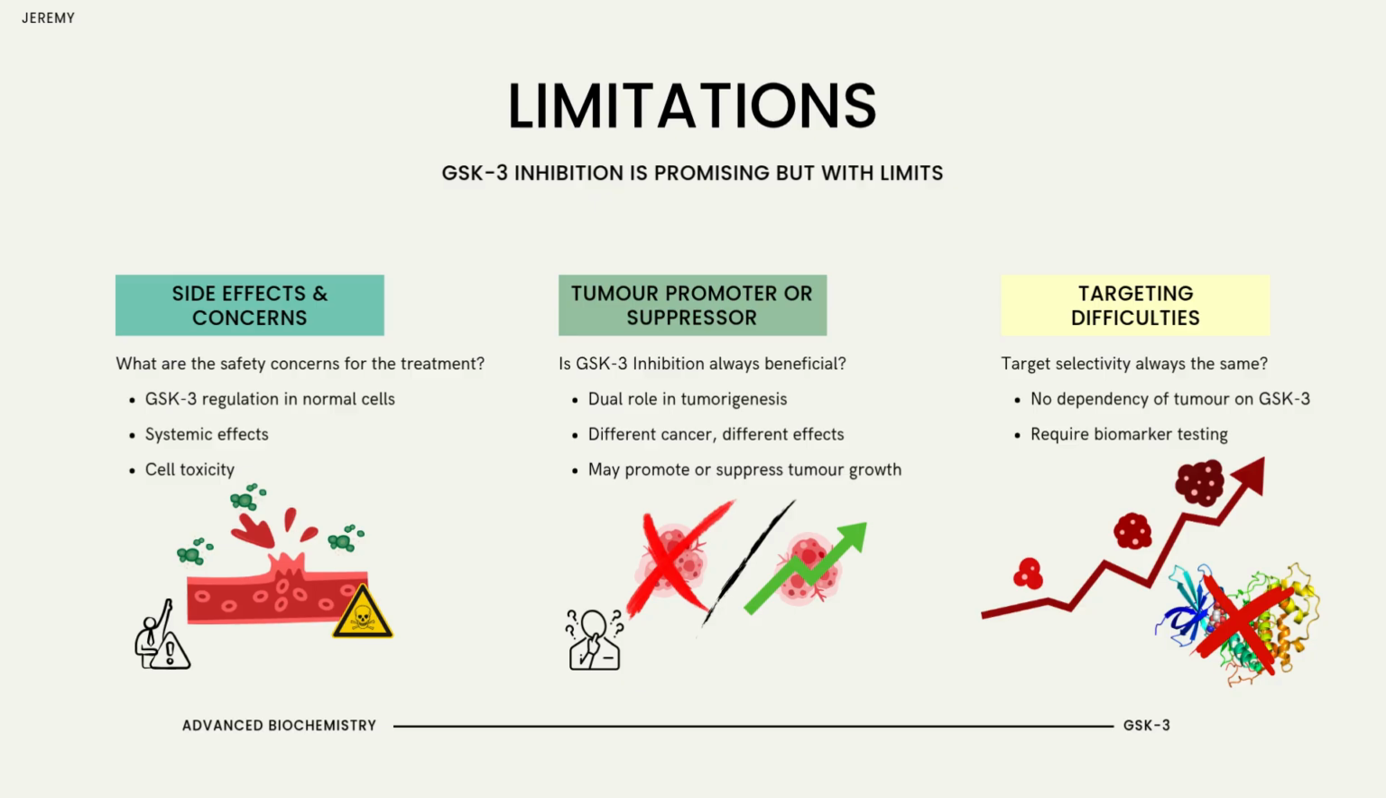And tumor promoter or suppressor? Meaning GSK-3 can act as tumor promoter or tumor suppressor. So does it mean that when we inhibit GSK-3, it is always beneficial? And finally, targeting difficulties. Because not every cancer that happens is based off GSK-3 production. So is the target always the same for cancer? What if the tumor is not dependent on GSK-3? So we'll look into these three limitations.